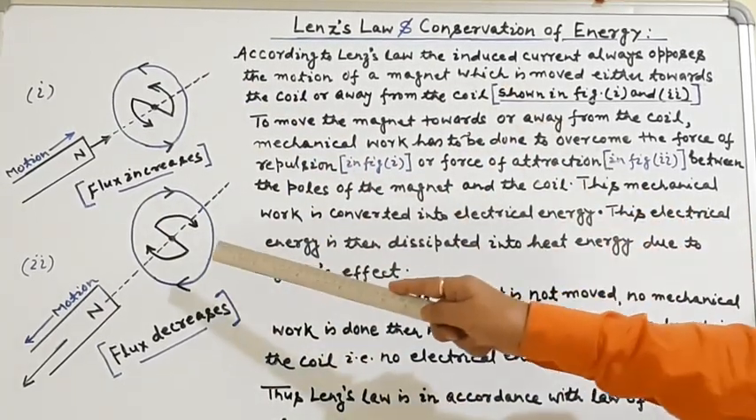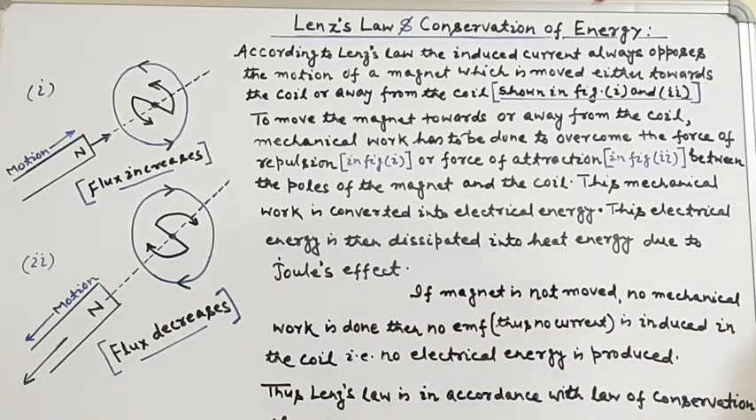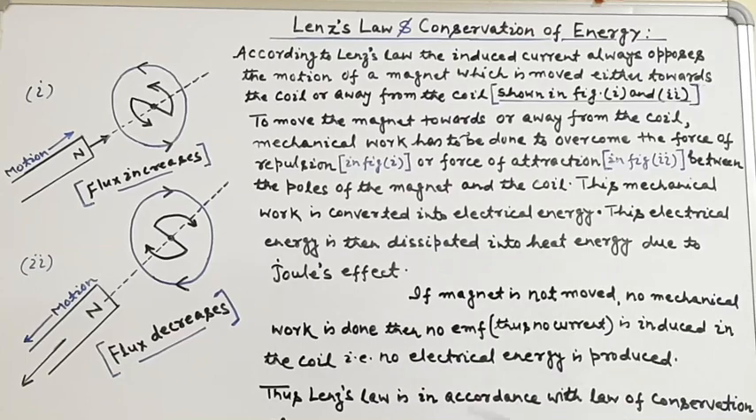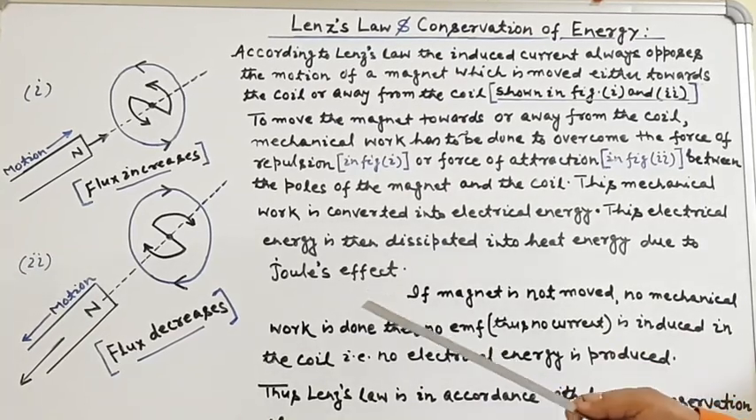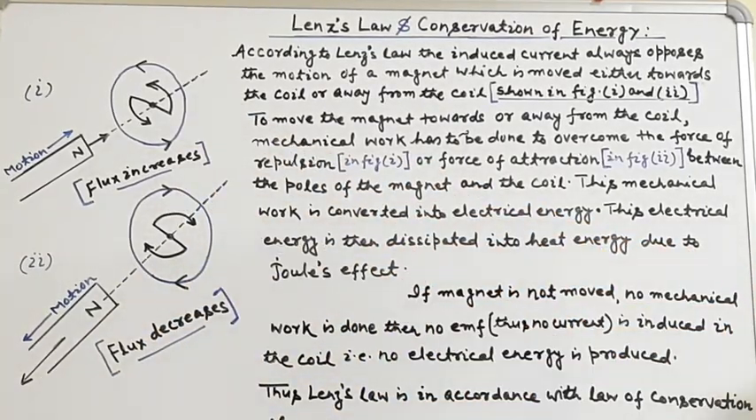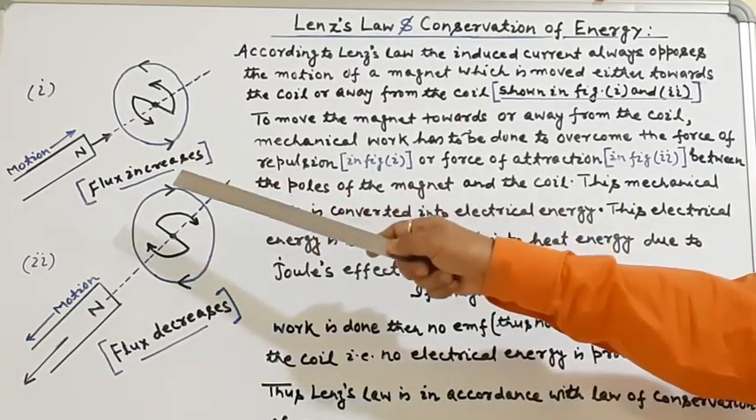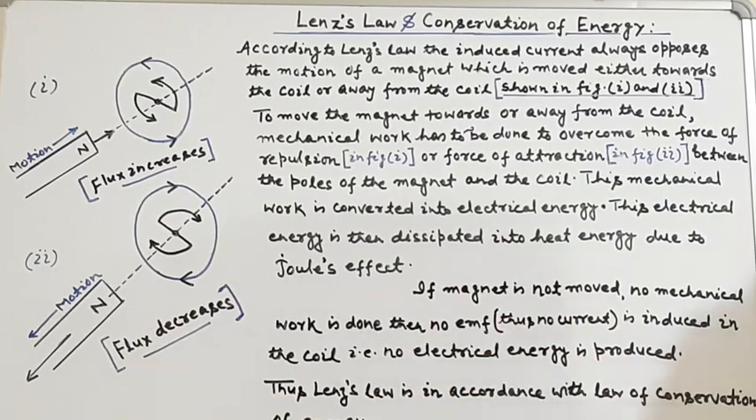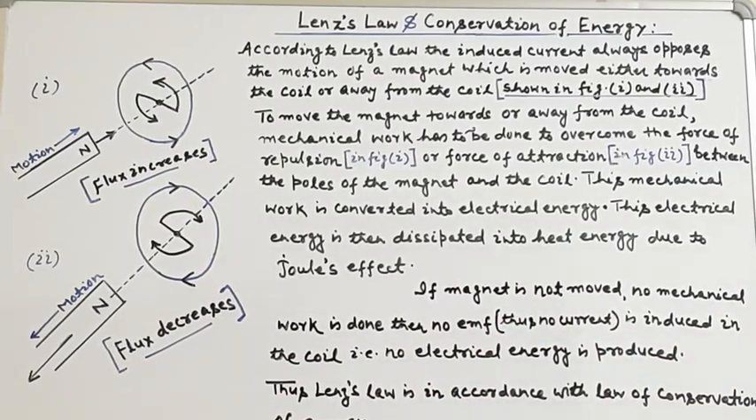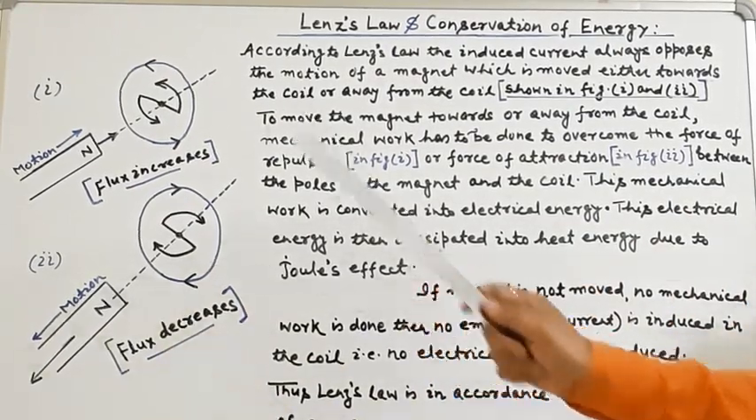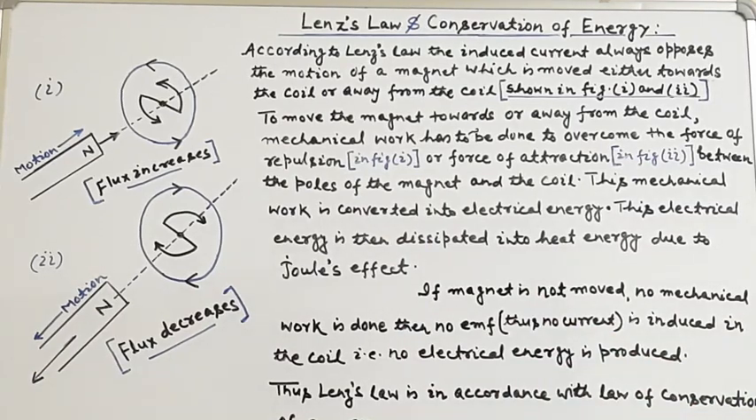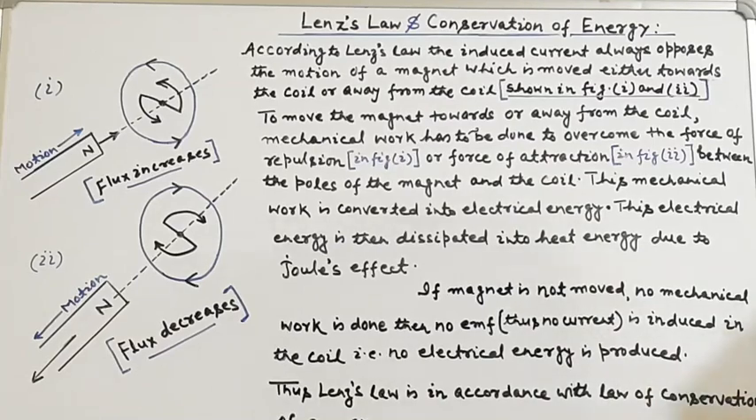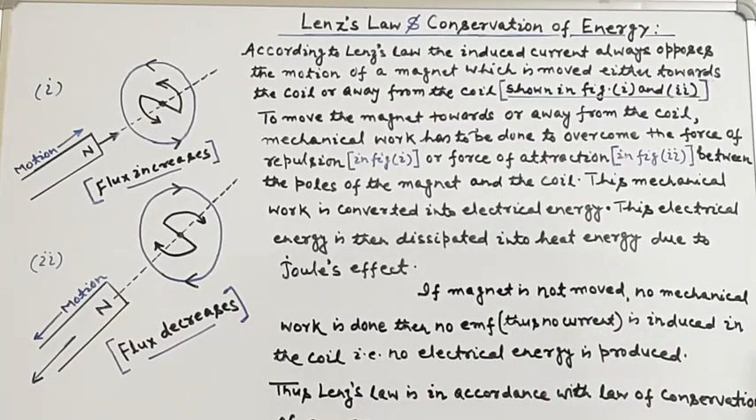And this electrical energy is finally dissipated into heat energy according to Joule's effect. Another way we can see it: suppose the magnet is not moved. When the magnet is not moved, no EMF is induced in this coil, so no current is induced in this coil. No current induced means no electrical energy is produced. So in this way we can say Lenz's law is a consequence of conservation of energy.